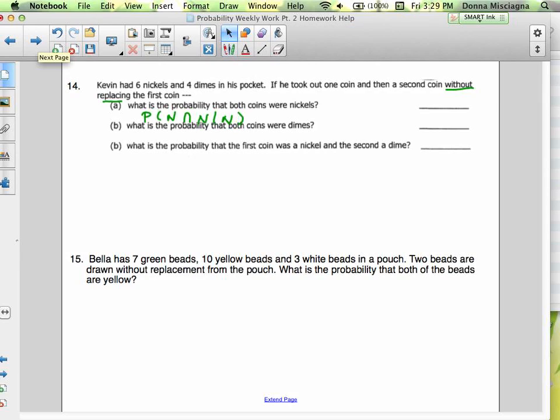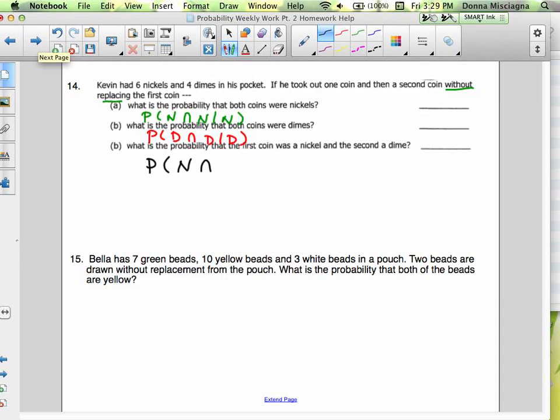The second one, what's the probability that both coins were dimes? So you want the probability of dime and dime, given the first was a dime. If you're not replacing, it'll change your sample set for the second probability. And then what's the probability that the first coin was a nickel and the second coin was a dime? So it's the probability of nickel and then the probability of dime, given the first one was a nickel. And when you have more than one event, this is 2 coins, you multiply.